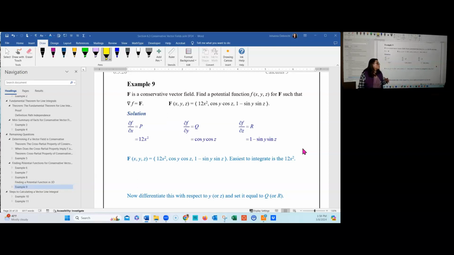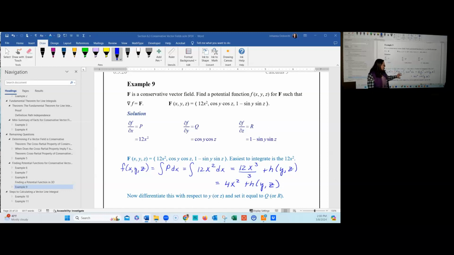We're going to determine which of these we think would be the easiest to integrate. I would integrate 12x squared with respect to x, cosine y cosine z with respect to y, and 1 minus sine y sine z with respect to z. Since I want to avoid the trig, I'm going to choose the first. If I'm going to integrate, then I need to go ahead and evaluate p with respect to x. Go ahead and pause the video to work it out, then turn it back on once you've got your candidate potential function.